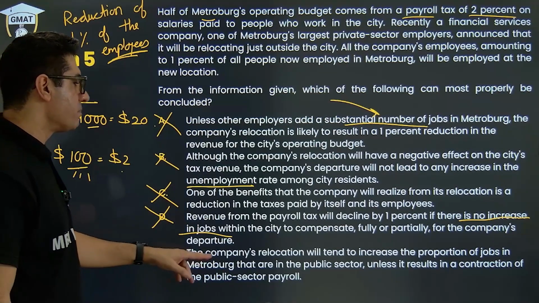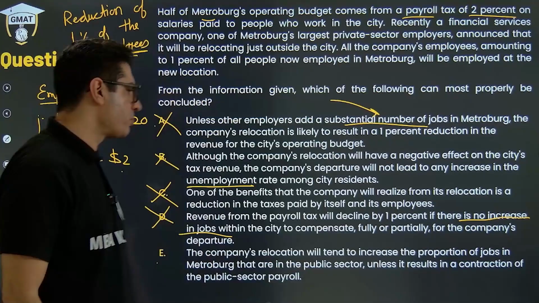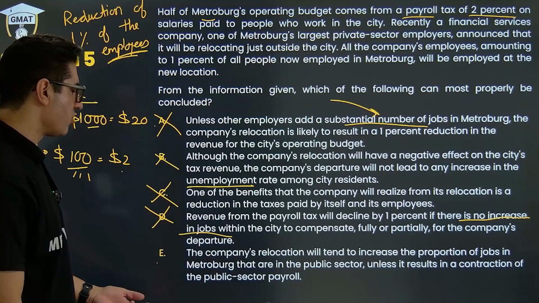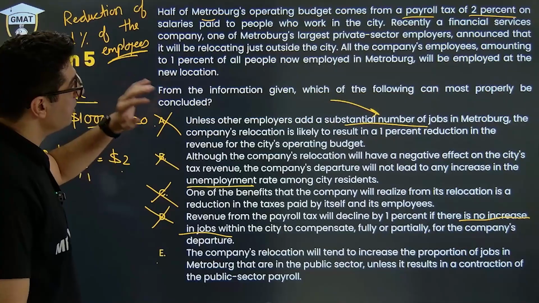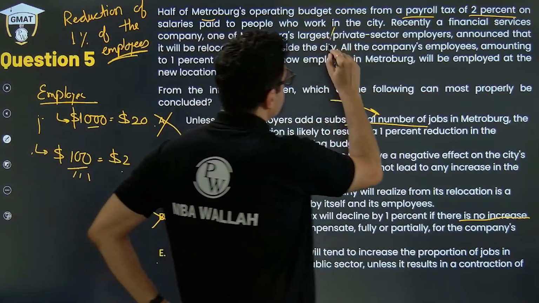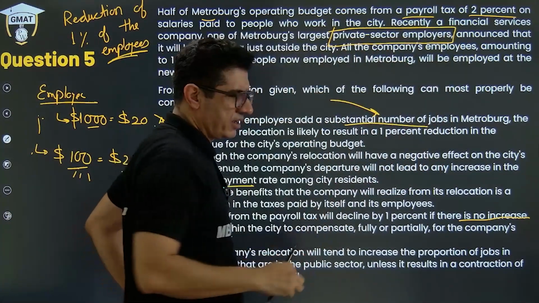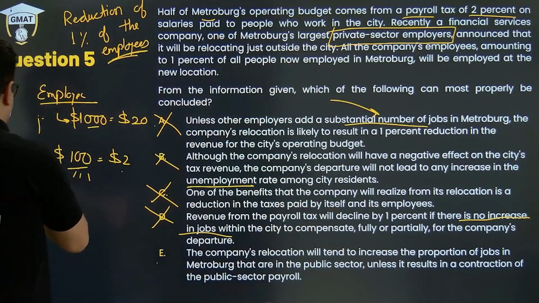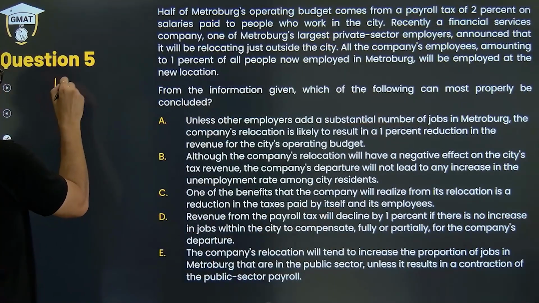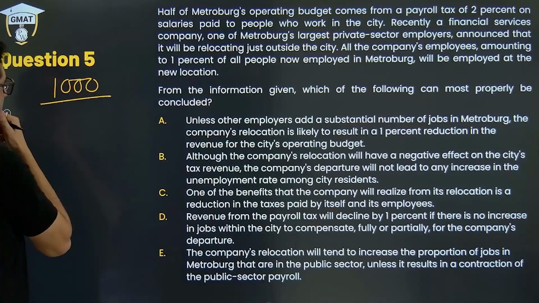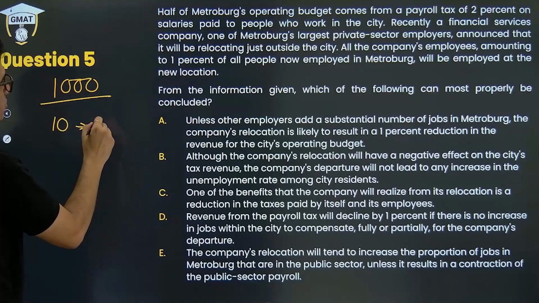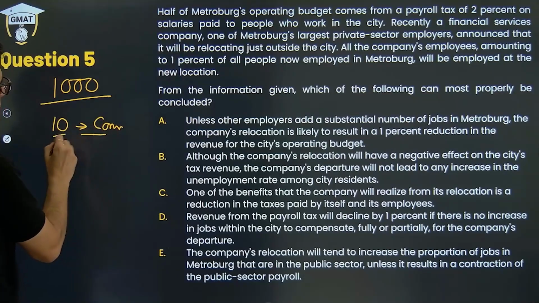E, the company's relocation will tend to increase the proportion of jobs in Metroburg that are in the public sector unless it results in a contraction of the public sector payroll. Okay, so what do we know? कि भाई जो largest private sector employer हैं उनमें से एक बाहर चला गया. So let us say that you had 1,000 jobs, 1,000 people working in all. Out of these 1,000, 1%, that is 10 people were employed in this particular company and we know that this was private.